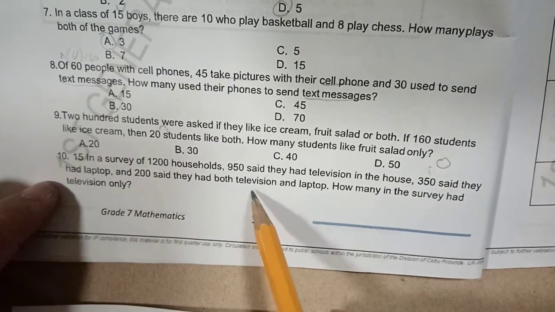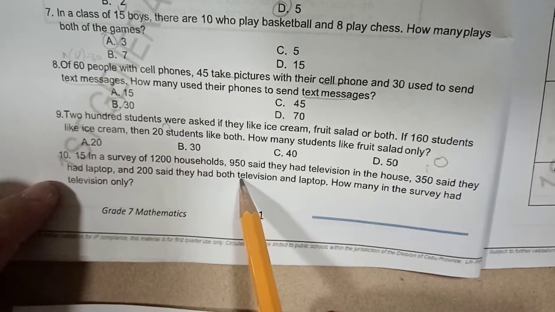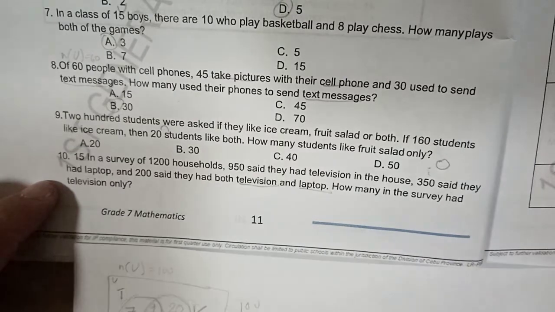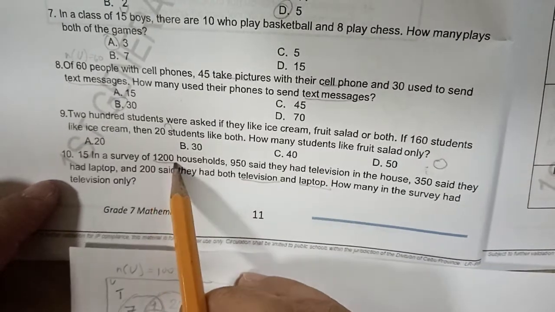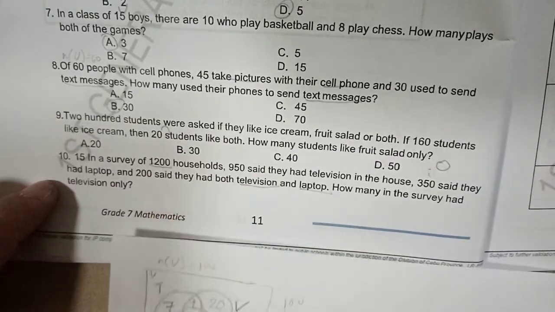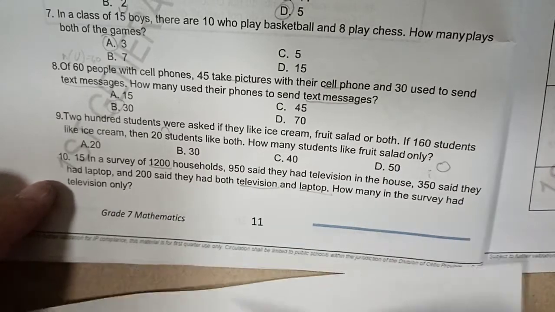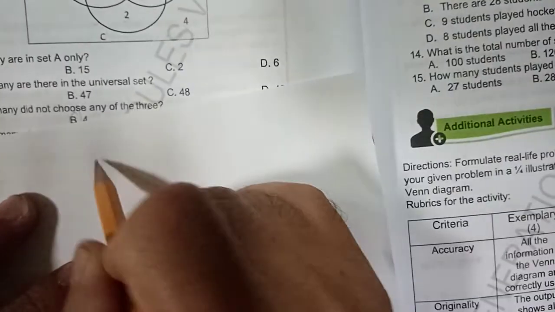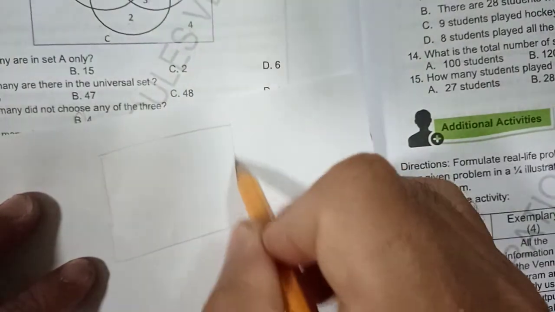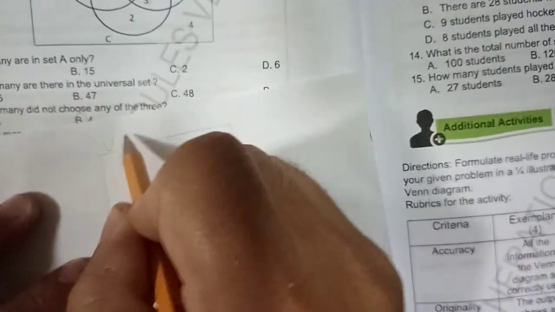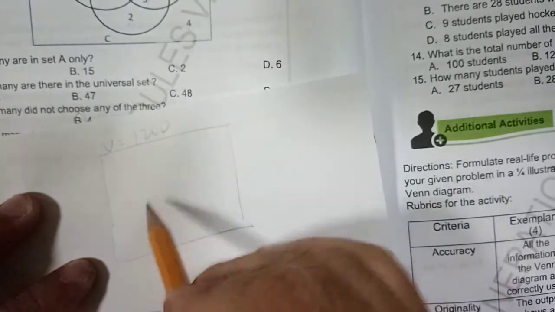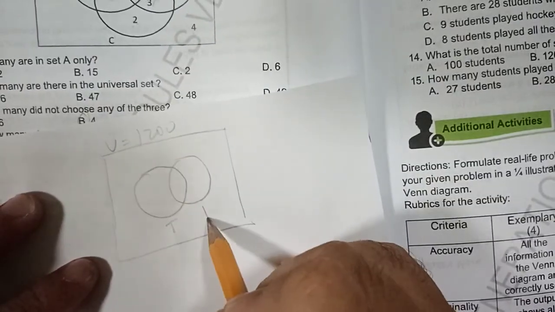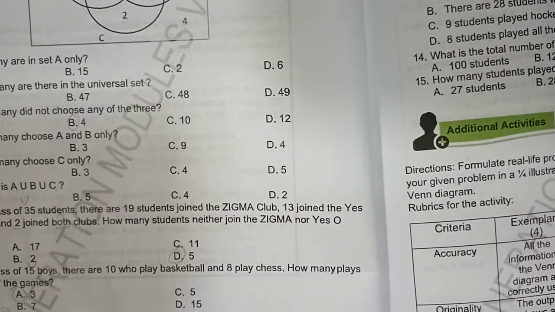So there are two given gadgets, television and laptop. So there are 2 circles to be drawn, and our universal set is 1,200, the cardinality of the universal set. And there are 2 circles to be drawn, television and laptop.